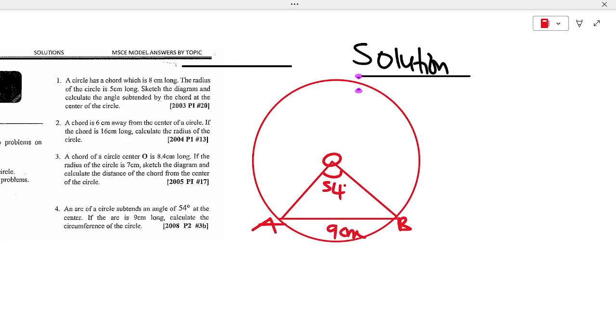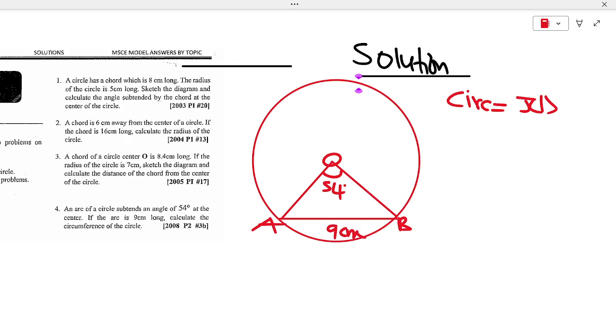Calculate the circumference of a circle. What they want is the circumference, and to find the circumference, it's pi d, right? Pi times diameter. The diameter is the same as 2 radiuses. So here you now have the job of finding the radius.